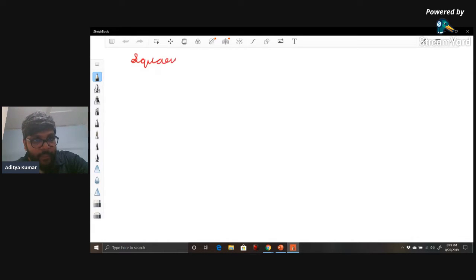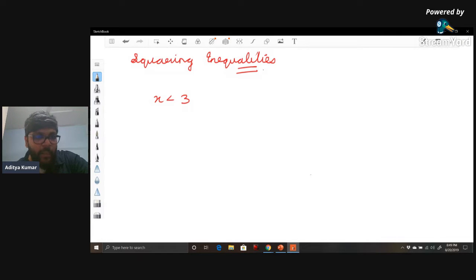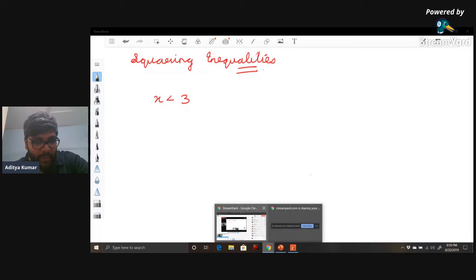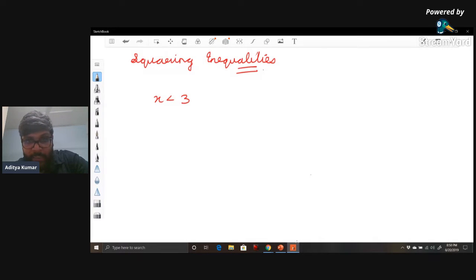Now, another important concept, and that's the concept of squaring inequalities. So my question to all of you: suppose I give you x is less than 3. Can I square both sides of this inequality and say x square is less than 9? Would that be okay to do? If it's not okay, then how do I square both sides of an inequality? Anyone? If I give you x is less than 3, what would be the range for x square? Let me be more specific. If x is less than 3, what must be the range for x square?